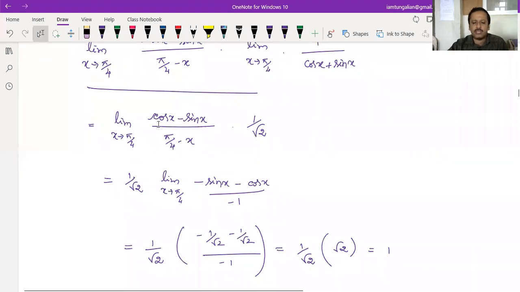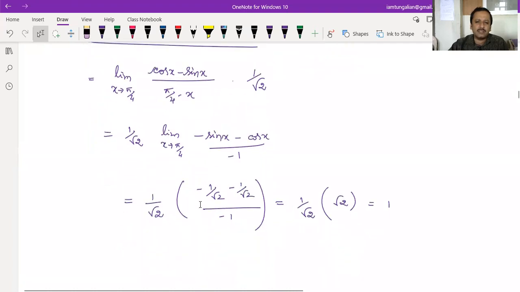So I am using L'Hospital's rule. Derivative of cos x is minus sin x, here minus cos x, divided by derivative of pi by 4 minus x, which is minus 1. Apply the limit: 1 by root 2 into (minus sin pi by 4 minus cos pi by 4) divided by minus 1. This will be minus 1 by root 2 minus 1 by root 2, which gives you minus 2 by root 2, which is minus root 2, divided by minus 1, that is root 2. Root 2 gets cancelled. Hence you get 1.